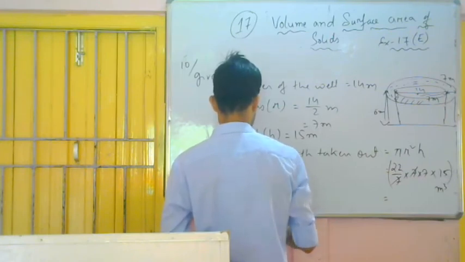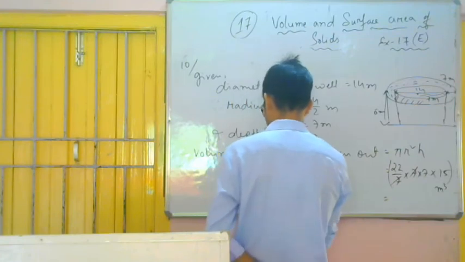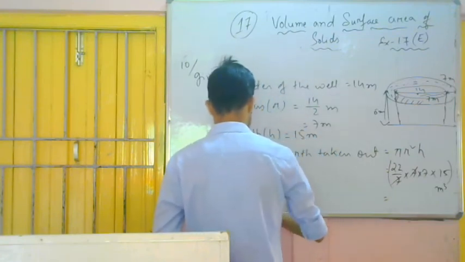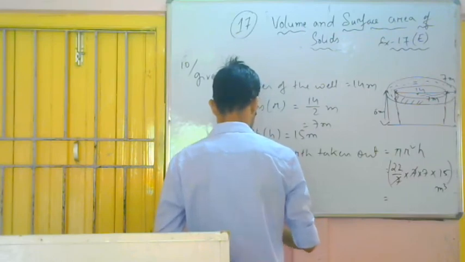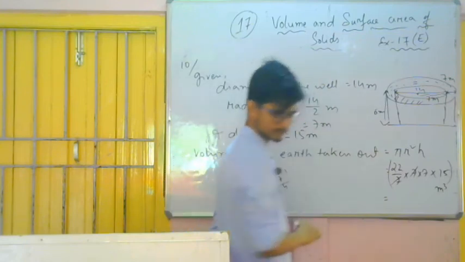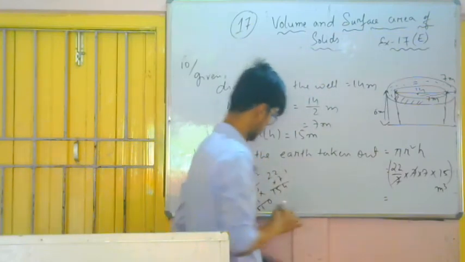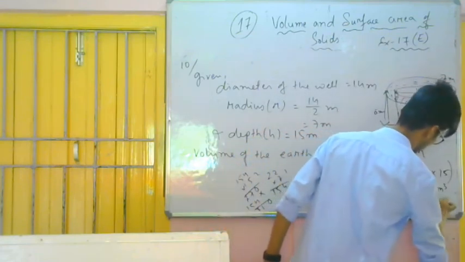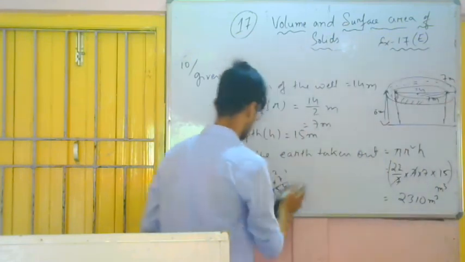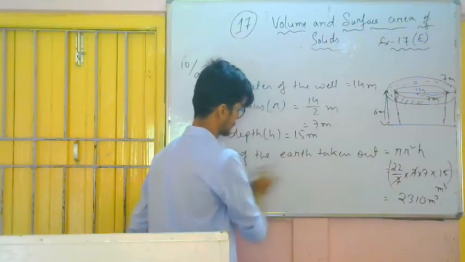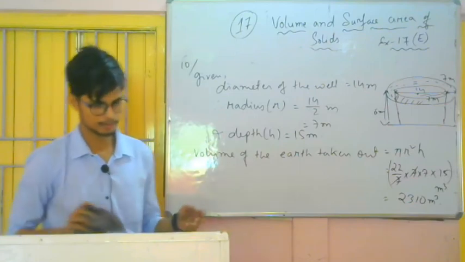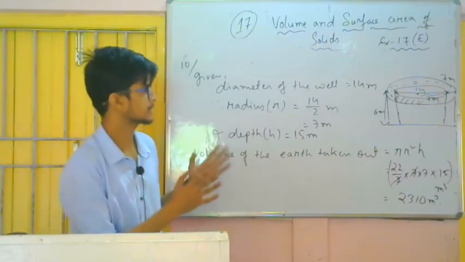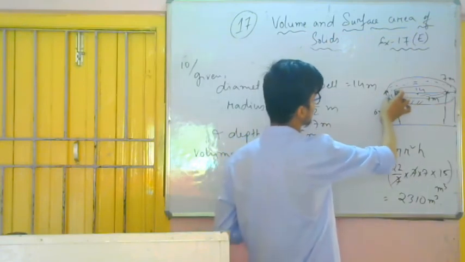5 4s are 20, 20, 20 5 25, 26, 27, 2 5 1s are 5, 6, 7 and 1, 5, 4, 0, 7, 8, 9, 10, 11, 1, then 6 6 12, 13, 3, 1, 2, 3, 1, 0. 2310. So this is the volume of the earth taken out. So question you see, the volume of the earth that is taken out is spread to a 7 meter width.